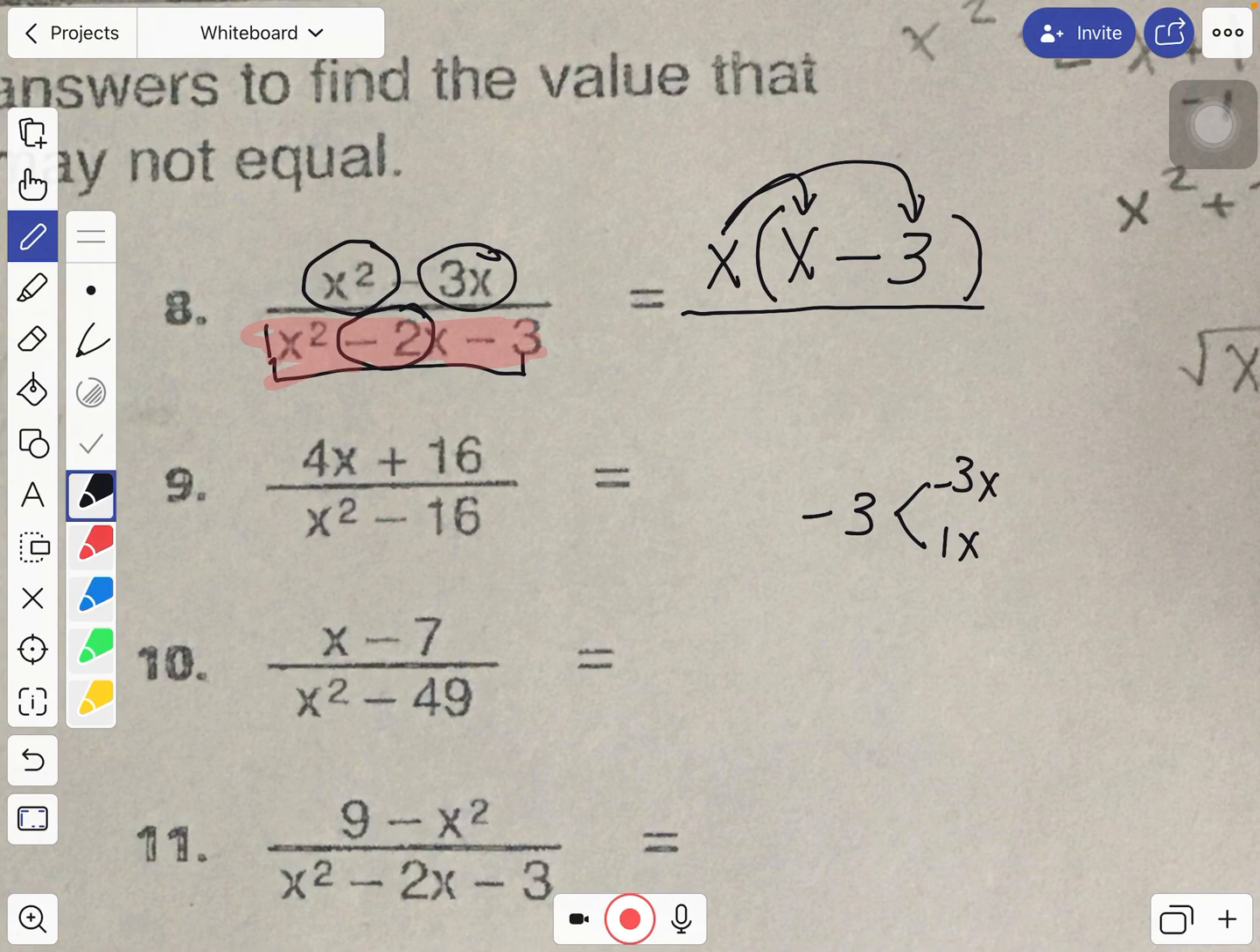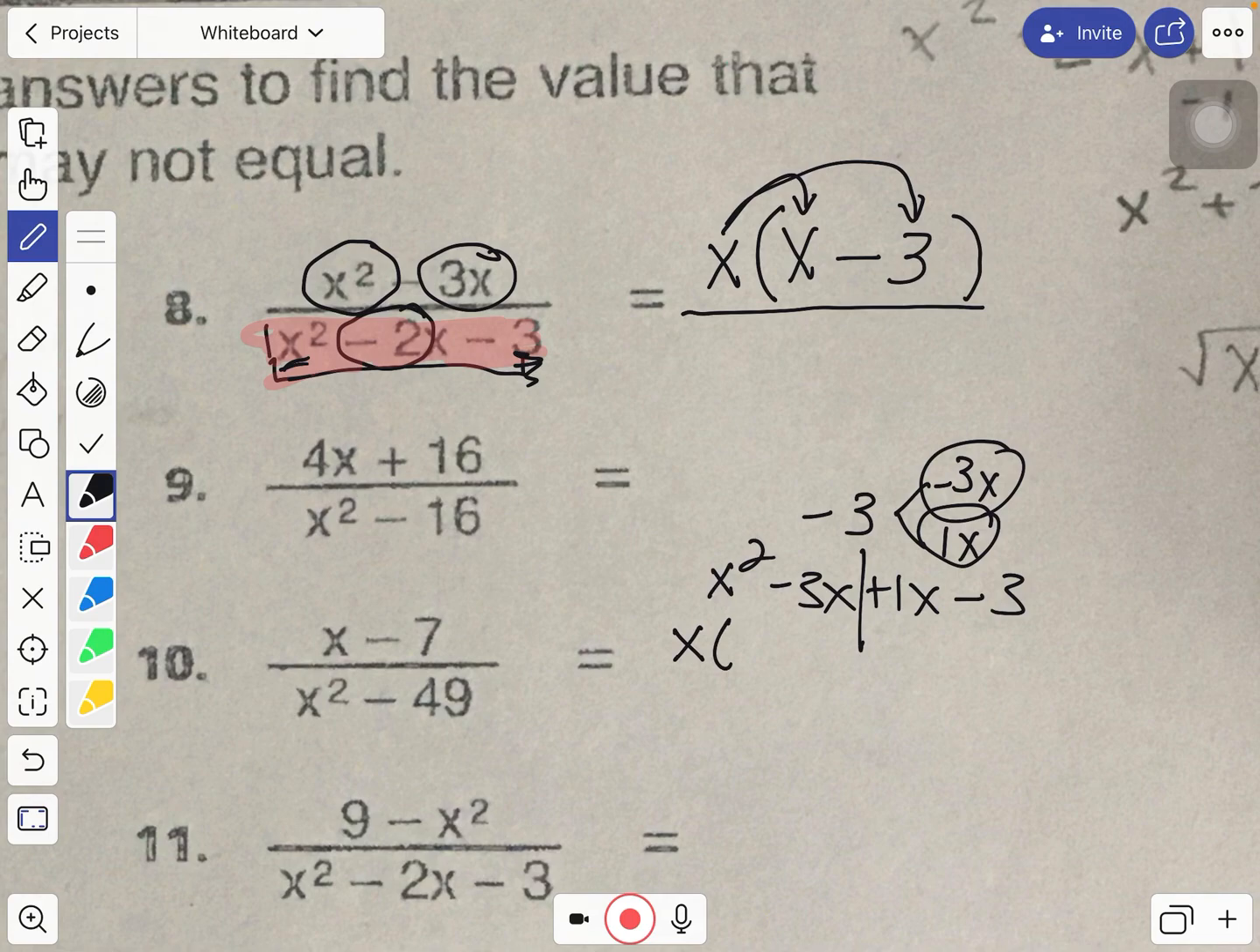It's now going to become, I'll bring down that x squared that's out in front. And then the minus 2x is going to be just that minus 3x plus 1x that we just found. And then I would bring down this minus 3 right there. And then I group it. Pull my x out of the front, and I have x minus 3. Pull a 1 out of the back binomial, and that's x minus 3. And then we have our repeating binomial factor of x minus 3. So those go away, and then I have x plus 1 left over.